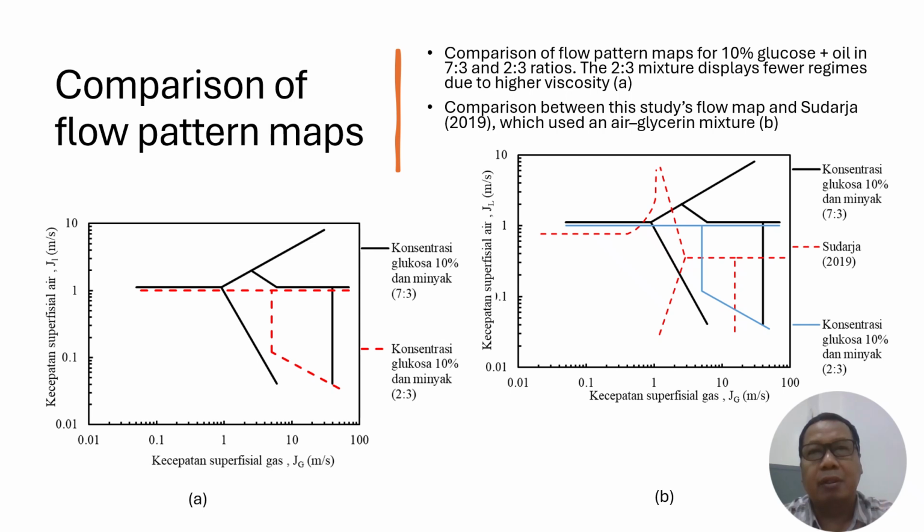Ladies and gentlemen, when we compare the two mixtures, the 7:3 ratio supports a broader range of flow types, and the 2:3 ratio, due to higher viscosity, shows limited regime diversity. We also compared our findings to a previous study using air-glycerin mixtures and found our emulsions provided more defined plug and bubbly zones, emphasizing the importance of fluid selection in microfluidics design.